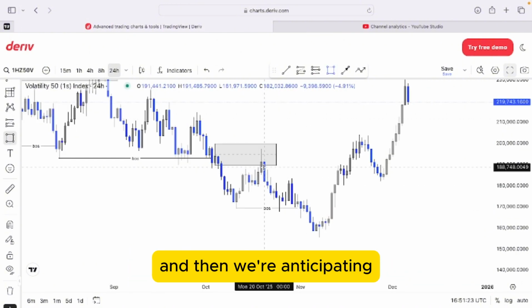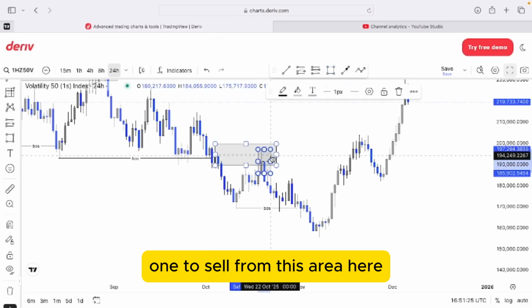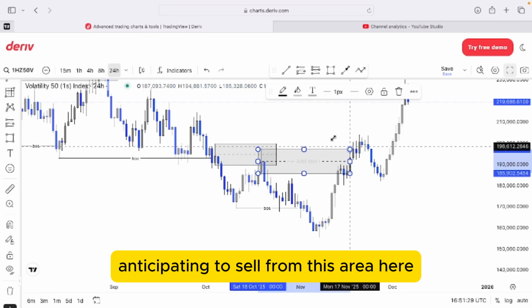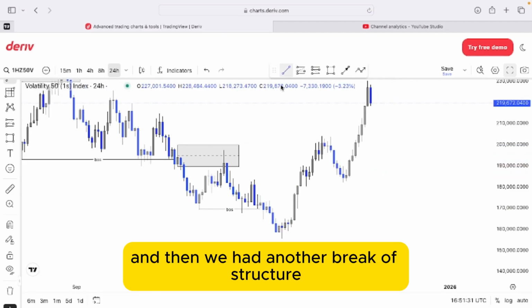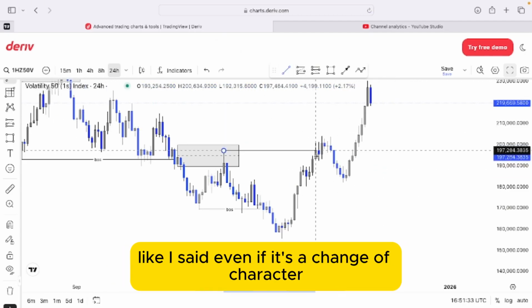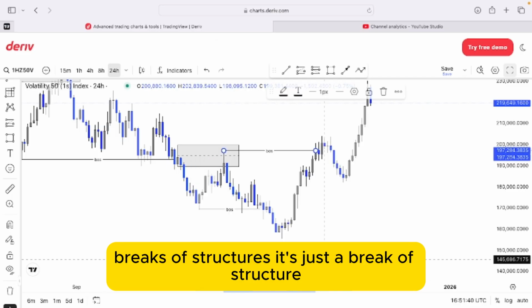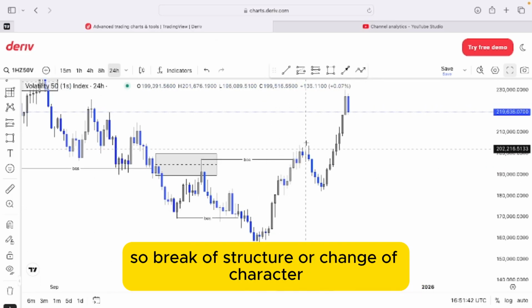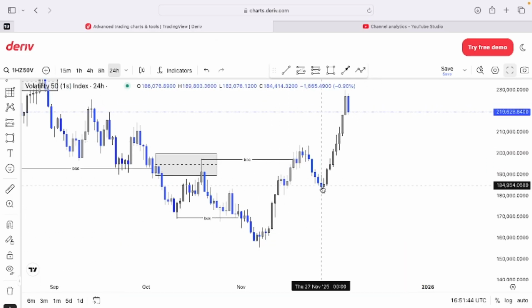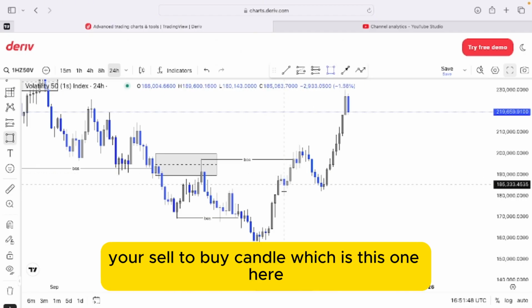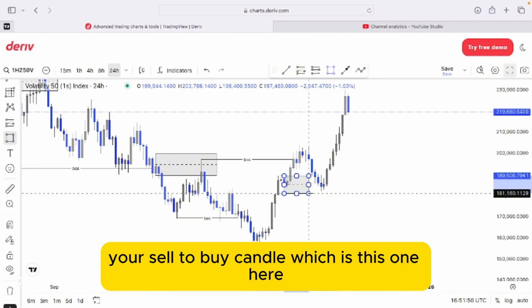And then we're anticipating what to sell from this area here, but that failed. And then we had another break of structure. Like I said, even if it's a change of character, I'm just making it a bit simple for you guys to understand that a break of structure is just a break of structure. So break of structure or change of character, pull back into this area of interest here, your sell to buy candle, which is this one here.